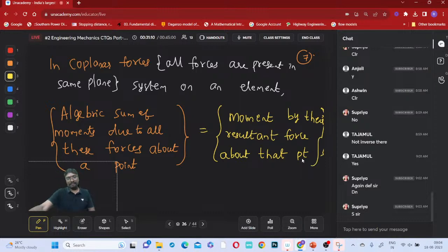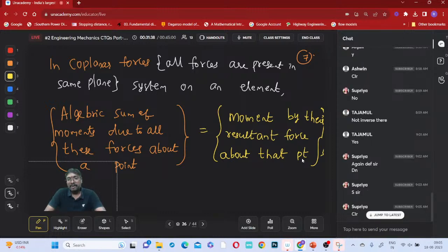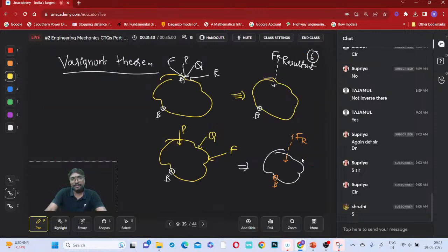Now is that clear, everyone? What is Varignon's theorem? It is telling that you can replace all these individual forces with a single resultant force that will create the same moment as that of the original. Yes or no? Is it clear? Once clear, note down. This previous diagram you have noted?